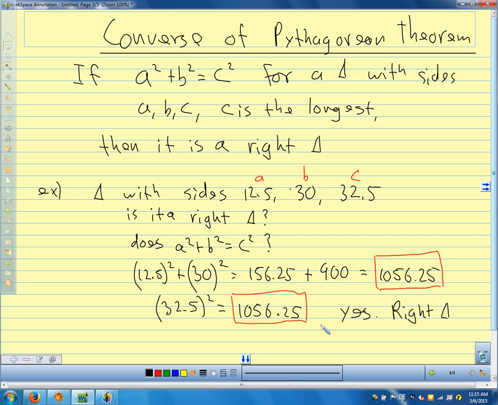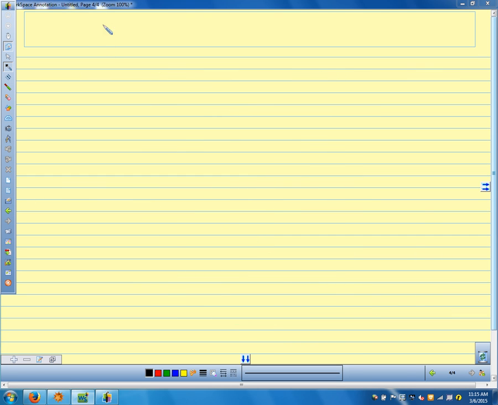Well, we can find out even more information about the triangle. If they are not exactly the same, we can figure out what kind of triangle. And we call those the Pythagorean Inequalities.